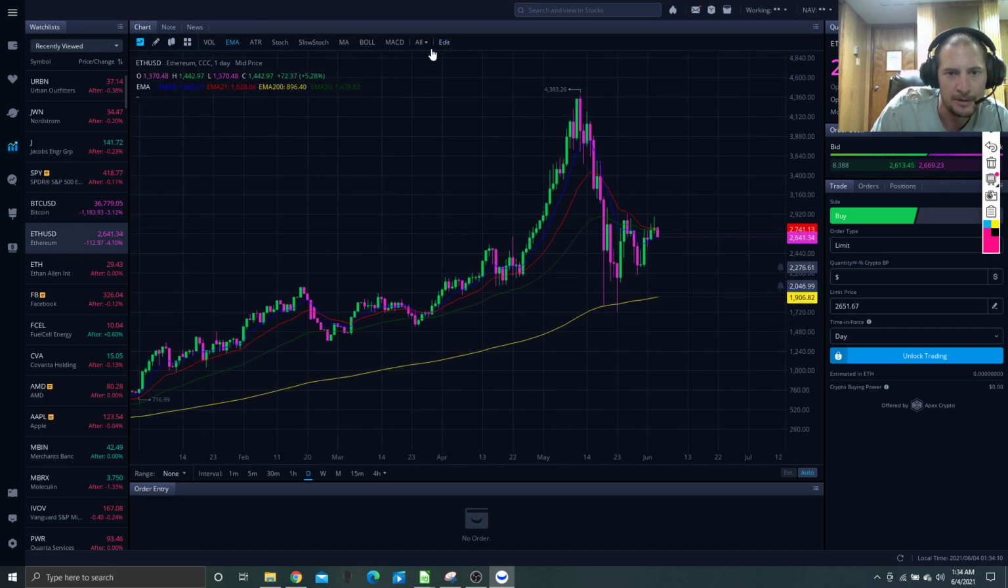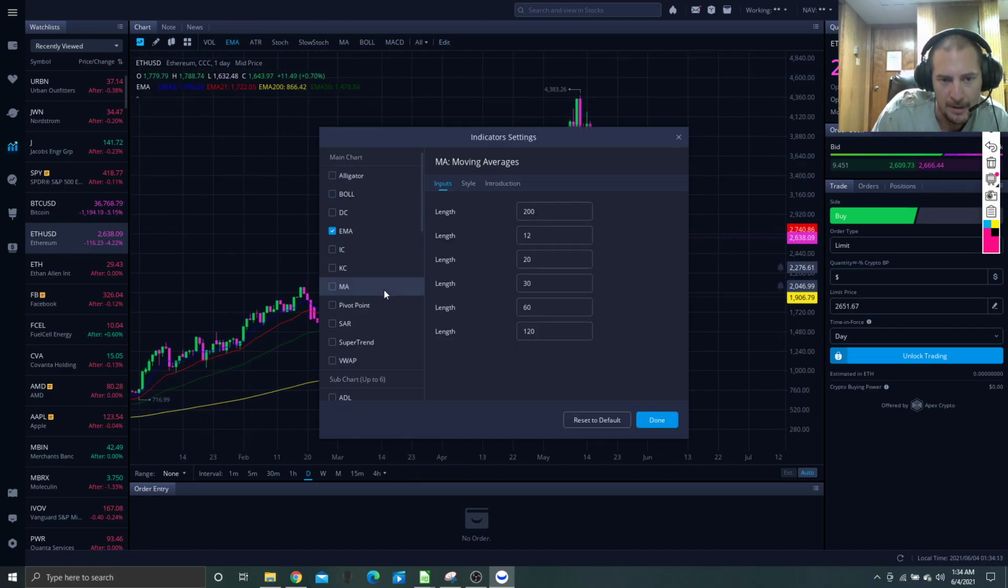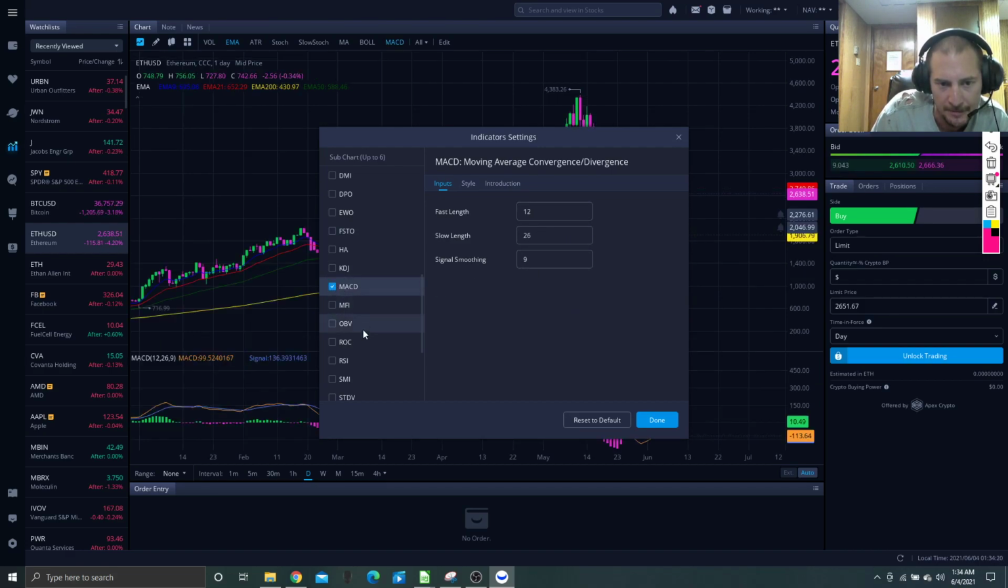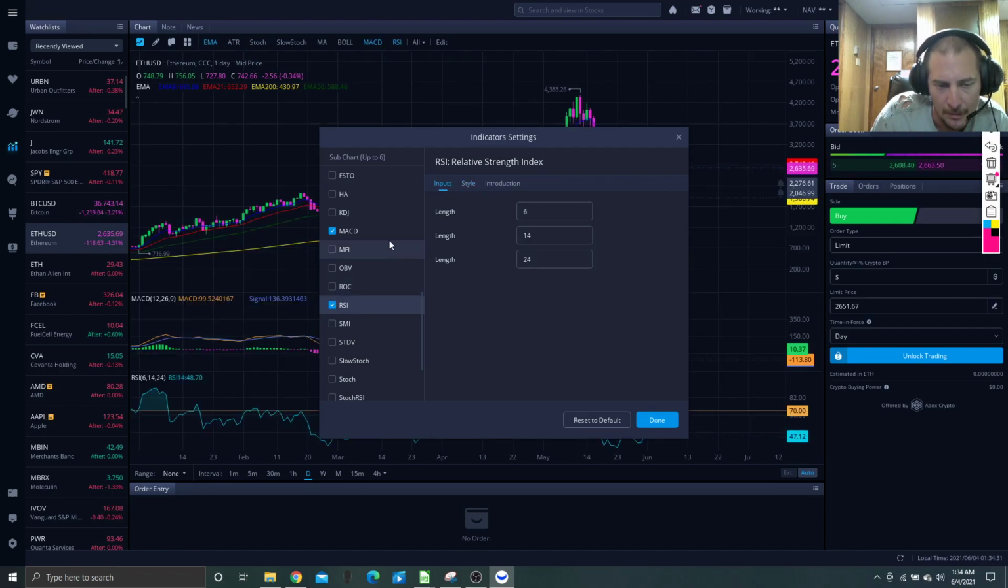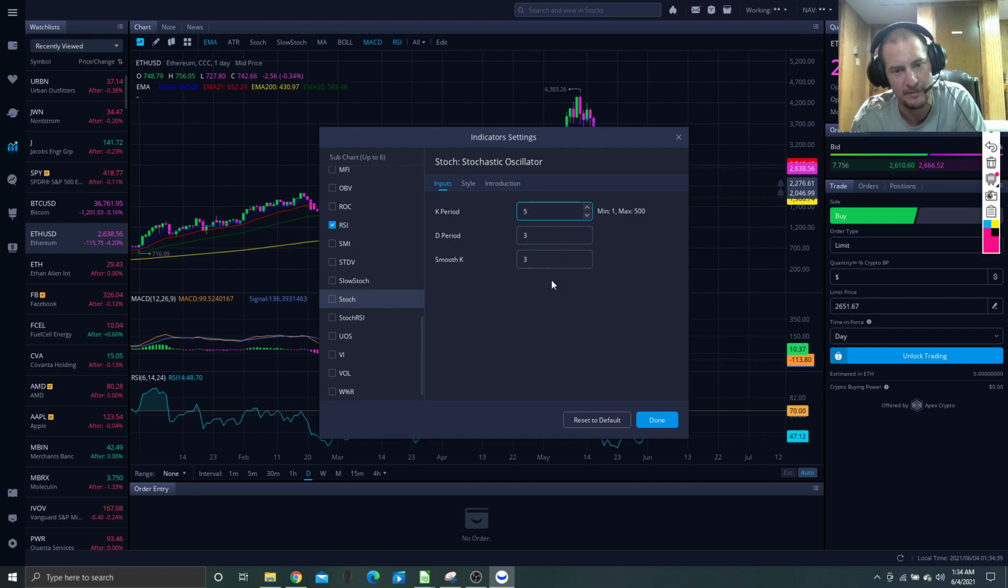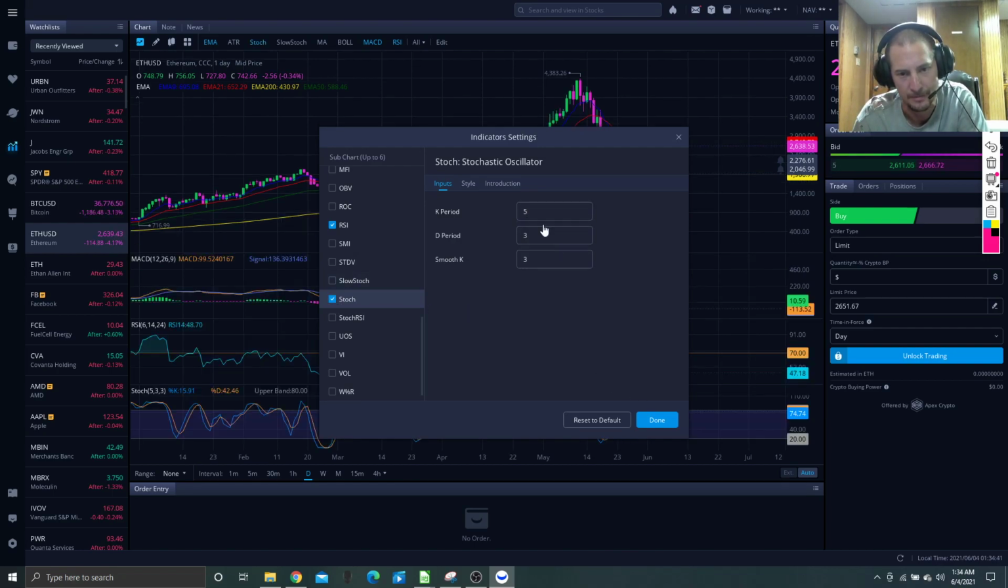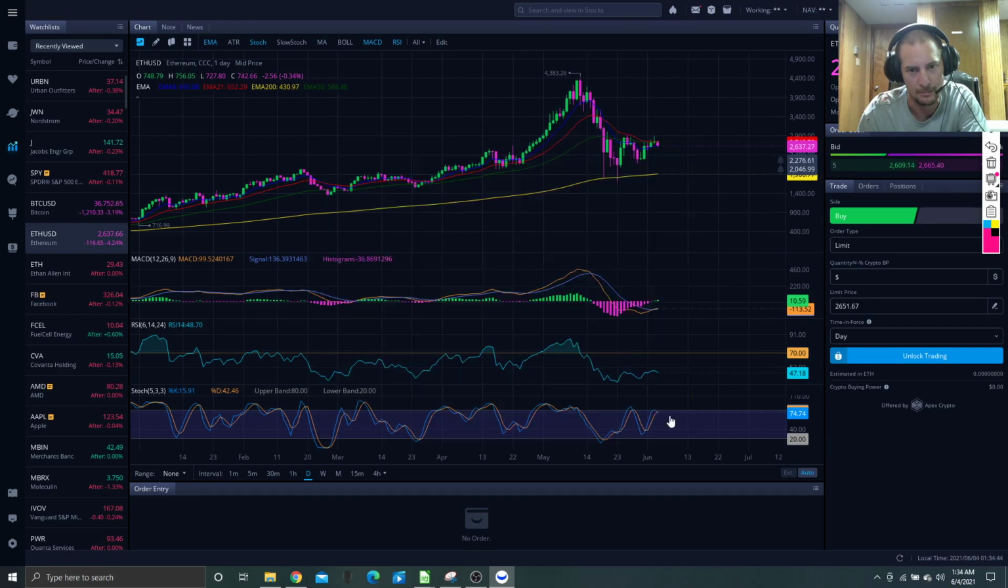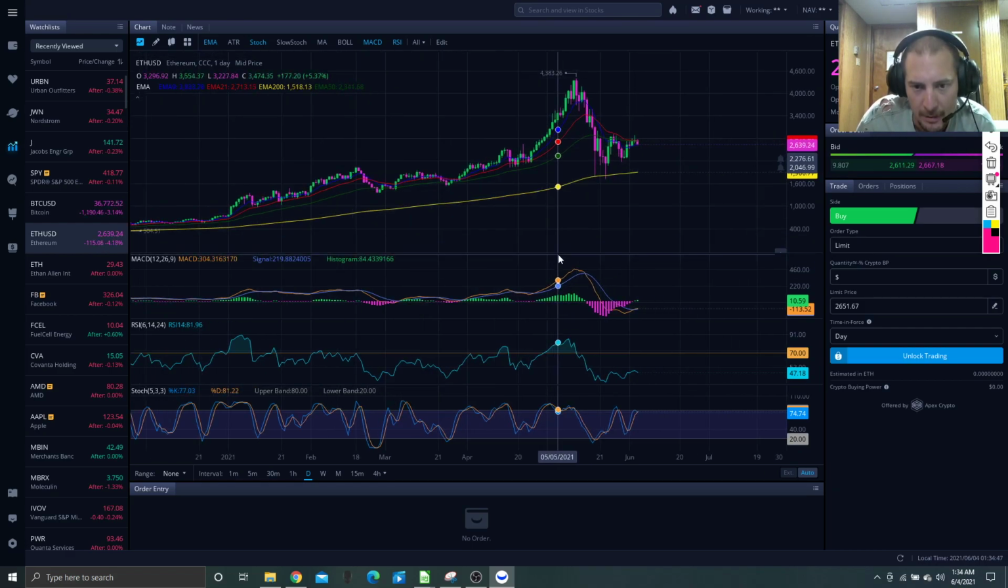And now what we're going to want to do is add the MACD. As soon as I find the MACD, there it is. We're going to leave that standard 12, 26, and 9. We're going to add the RSI, standard 14-day RSI. And we're going to add the stochastic. And I like to use the 5, the 3, and the 3 stochastic. So there we have that.